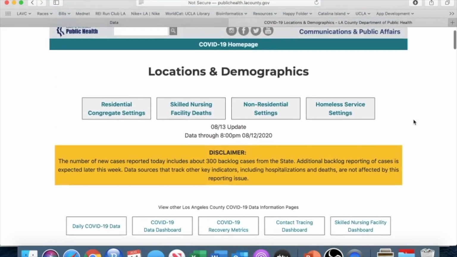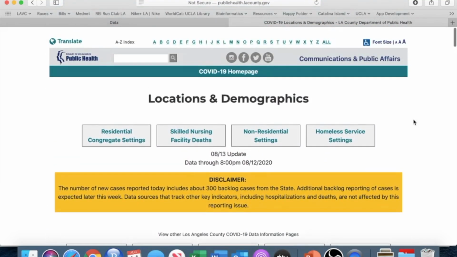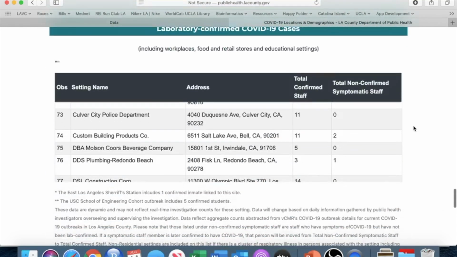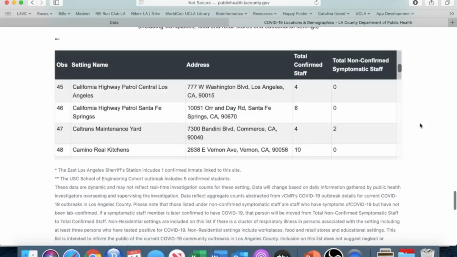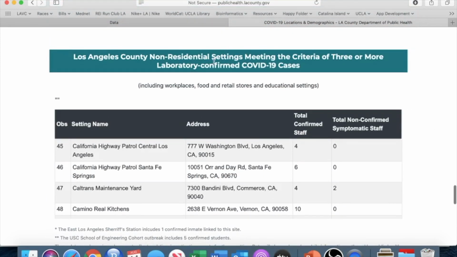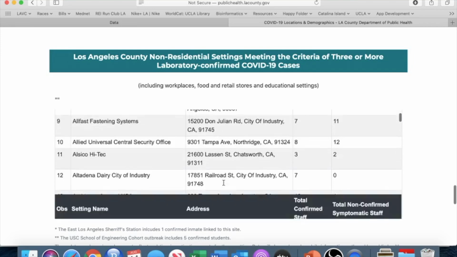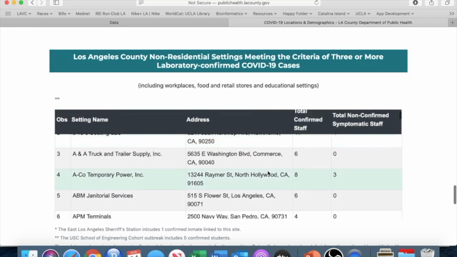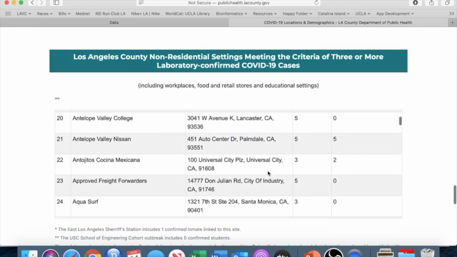So that link I put on the slides goes to this webpage, and at the bottom we can see Los Angeles County non-residential settings meeting the criteria of 3 or more laboratory confirmed COVID-19 cases. So pretty much they keep a record of different settings, and if they have 3 or more confirmed staff who are COVID-19 positive. So let's see an example here.